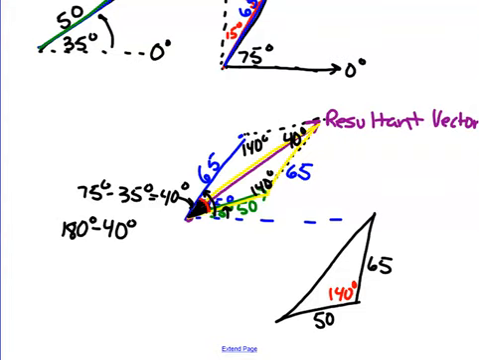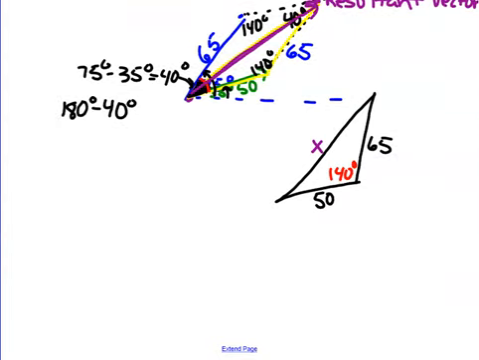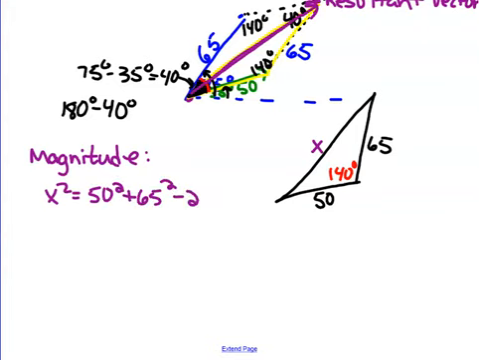And if I can find that, remember where the resultant is. This is right here. This is our resultant. This is what I'm trying to find the length of, which is the same as the magnitude, and I'm trying to find the direction. Okay, so for the magnitude then, I'm going to go x squared equals 50 squared plus 65 squared minus 2 times 50 times 65 times cosine of 140.